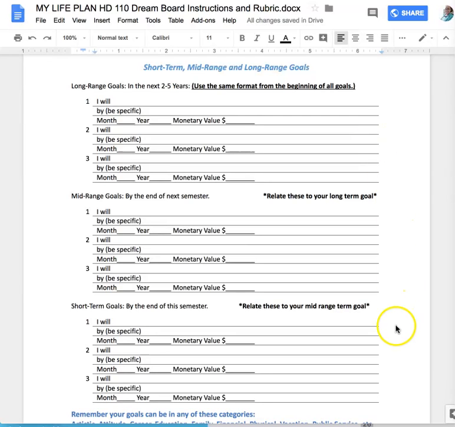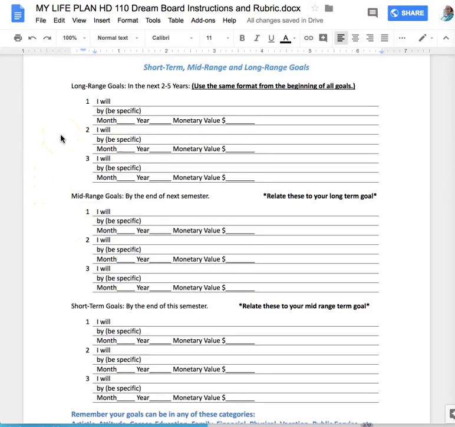And then some short-term goals related to that are I will pass my prerequisite science classes. I will maintain a 4.0 GPA. I will study for the MCAT. So that's how you relate those short-term goals to the mid-range to the long-term goals.